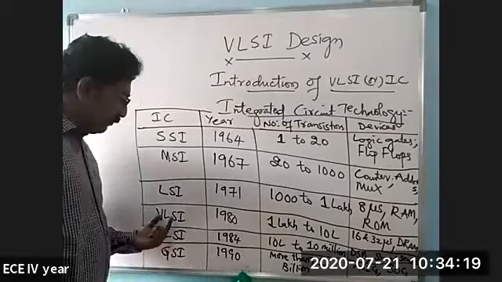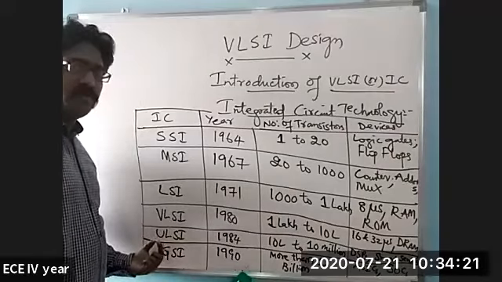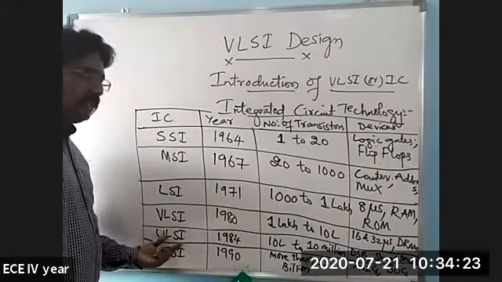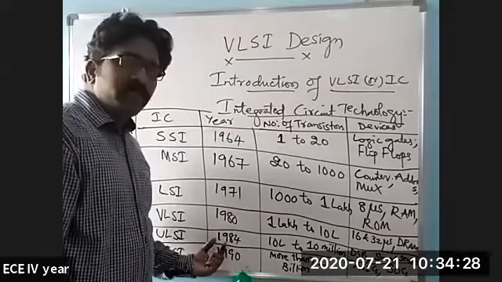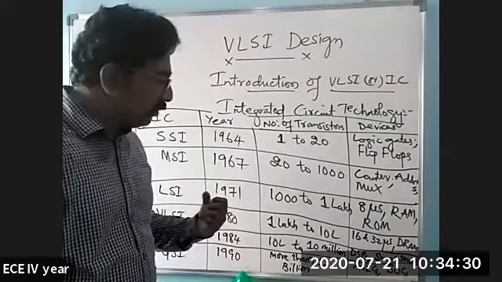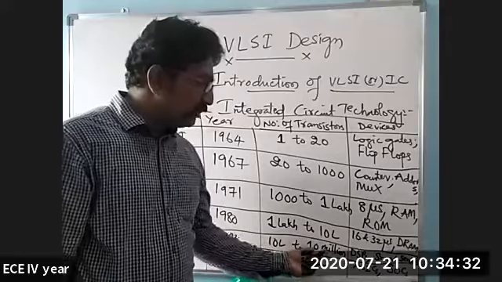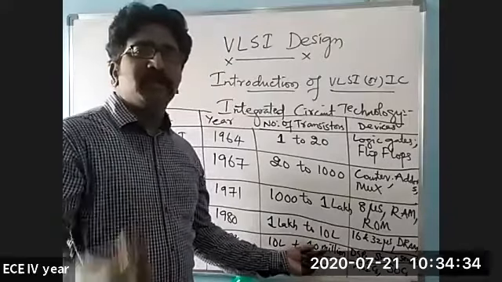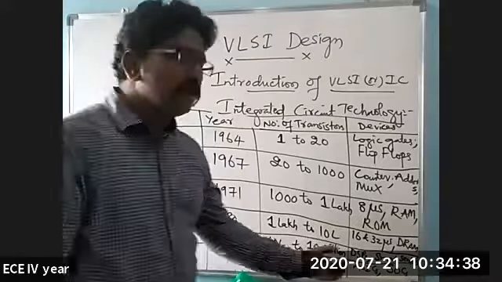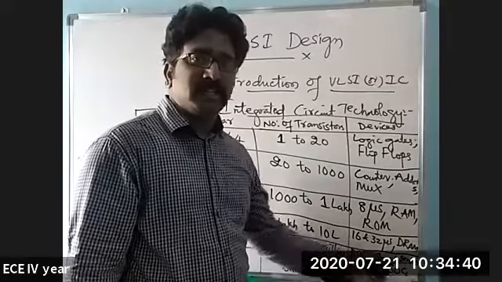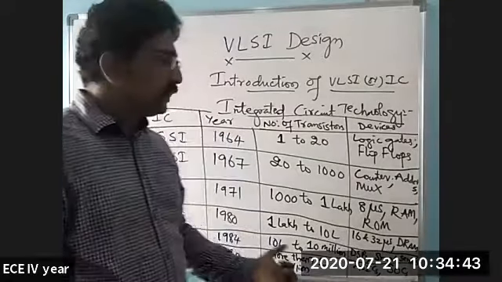And then after VLSI, there are two more technologies. One is ultra large scale integration, ULSI. It started in 1984 with 10 lakh to 10 million transistors. It's not limited to 10 million, it has gone beyond that. The examples are DSP and smart sensors.